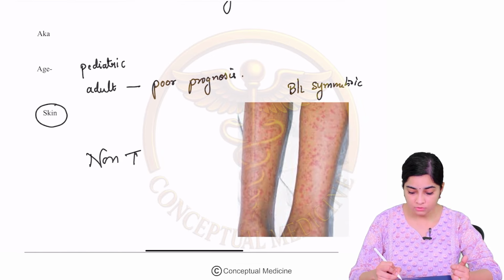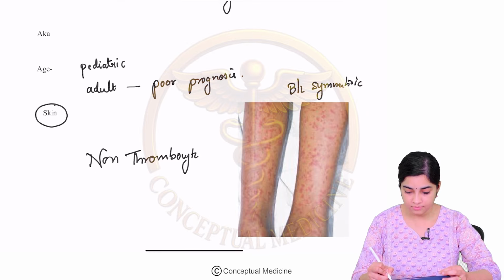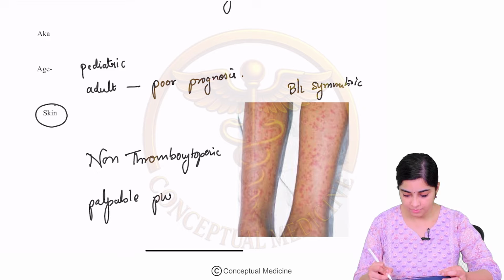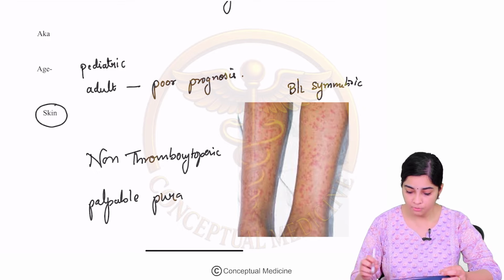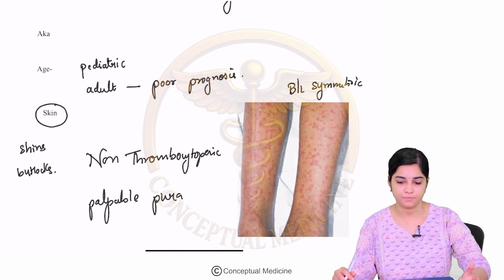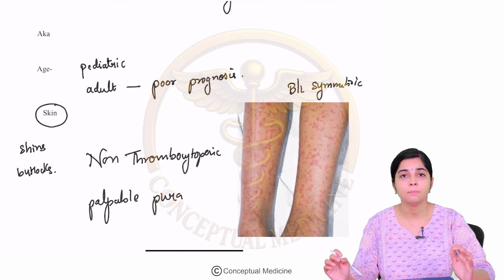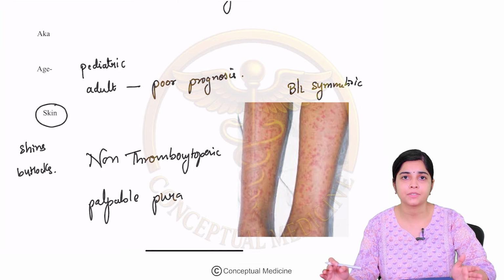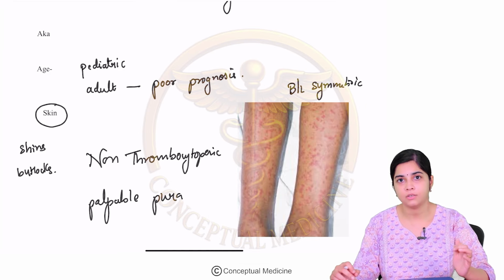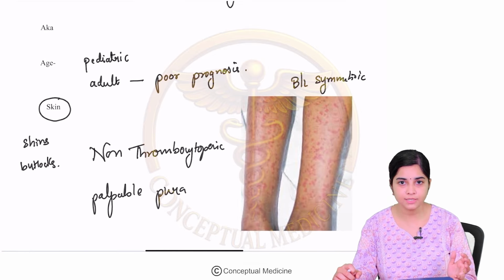non-thrombocytopenic, so there is no low platelet count, palpable purpura. So there is a palpable purpura which is symmetrically involving both the legs. It involves the shins, it involves the buttocks, it predominantly involves the extensor aspect of the limbs. So this is a non-thrombocytopenic palpable purpura, bilaterally symmetric, which is a very characteristic feature of Henoch-Schonlein purpura or IgA vasculitis. Since this is a small vessel vasculitis, the characteristic feature is the presence of this purpura.